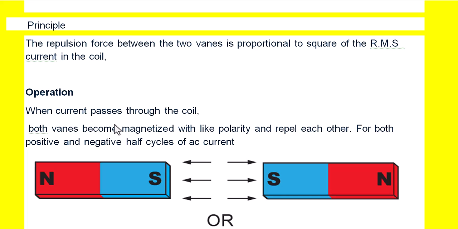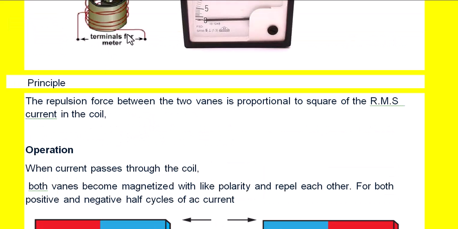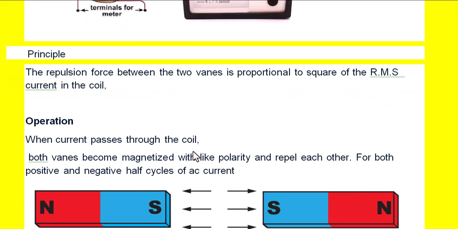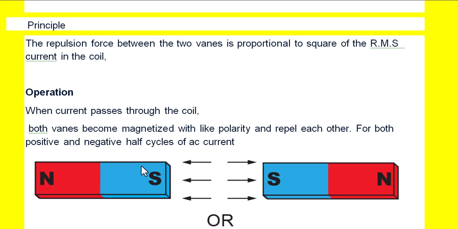So let us see the operation. When the current flows through this coil, that provides the magnetic field, and that magnetic field will magnetize the fixed vane and the moving vane. During the positive half cycle, suppose the fixed vane polarity is south pole here and north pole here, then the moving vane magnetization polarity becomes south pole here and north pole here. Because south pole and south pole are here, they repel each other.